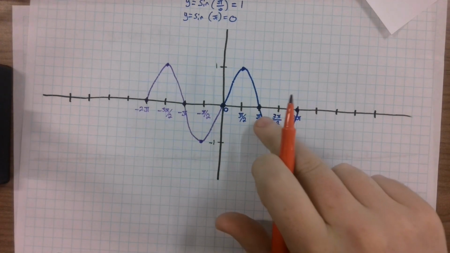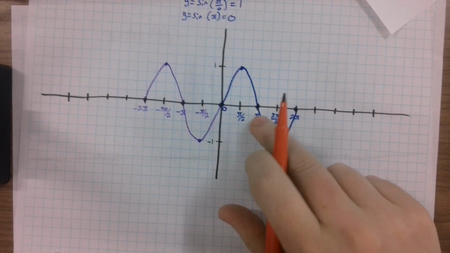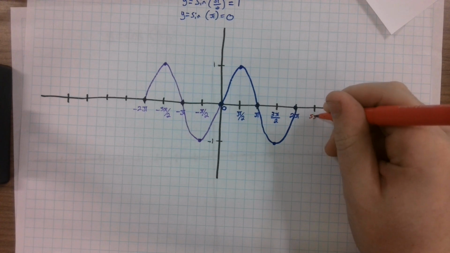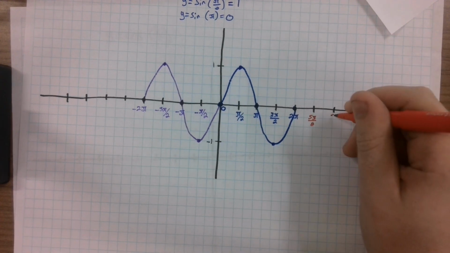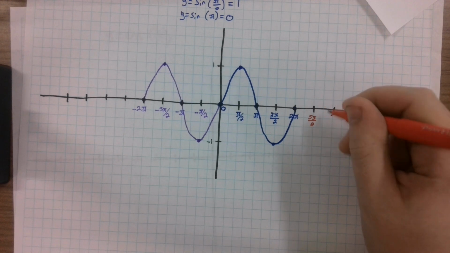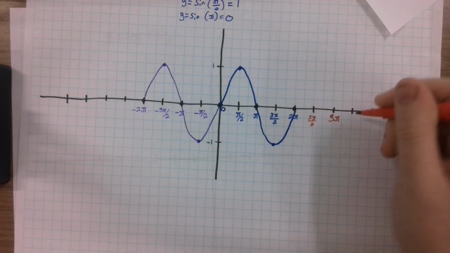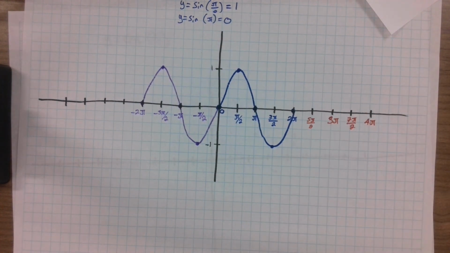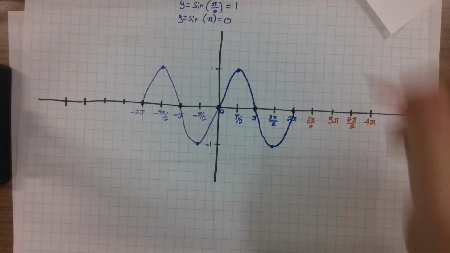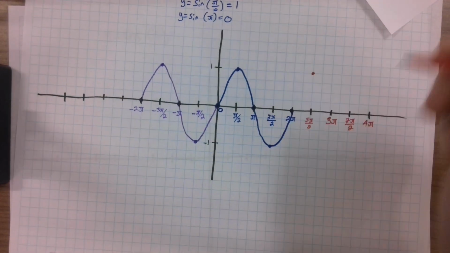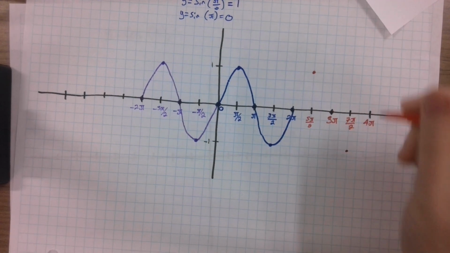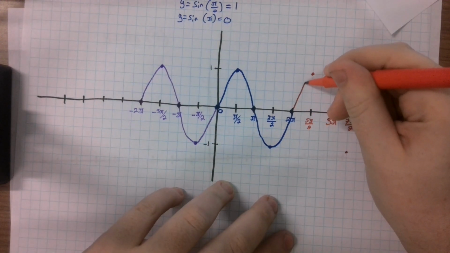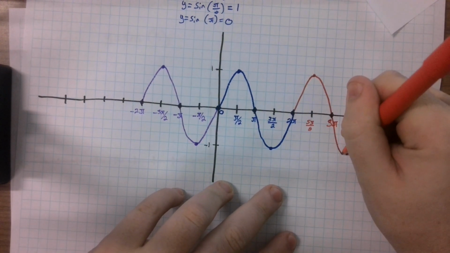We got pi over 2. Pi is the same as 2 pi over 2. 3 pi over 2. 4 pi over 2 is the same as 2 pi. What if we counted to 5 pi over 2? 6 pi over 2, if we reduced it, would be 3 pi. 7 pi over 2. 8 pi over 2 is the same as 4 pi. Well, guess what? It's going to repeat yet again. We're going to have a high point, a middle point, a low point, a middle point. It's going to go and repeat. Up, middle, down, middle.